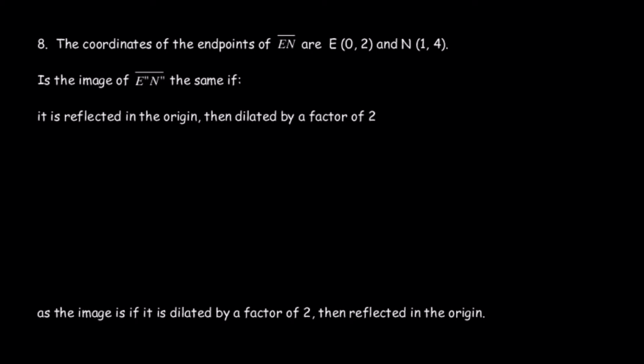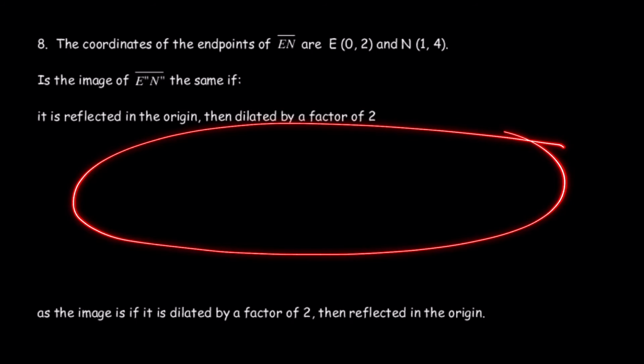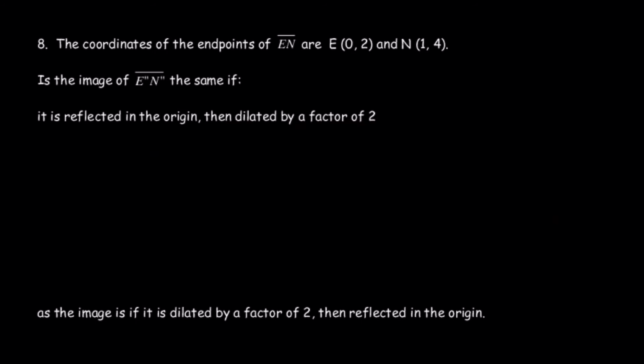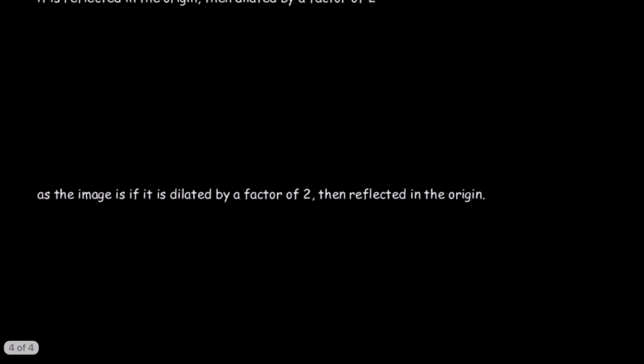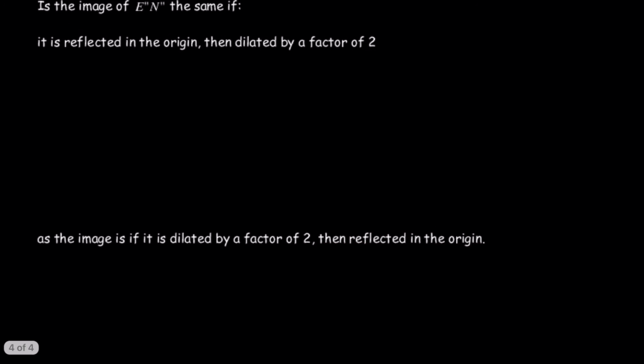It gives us the coordinates of the endpoints of a segment. E is 0, 2, N is 1, 4. And then they want you to determine, is the image the same, E double prime, N double prime, if you reflect in the origin, then dilate by a factor of 2. So I have to work out that whole problem here to see what I get. Then I start over. But this time, I dilate by a scale factor of 2 first, then reflect in the origin. So it's kind of like two separate problems. There's a lot of work to show for this.